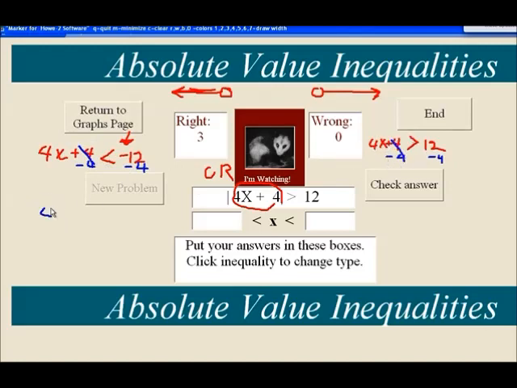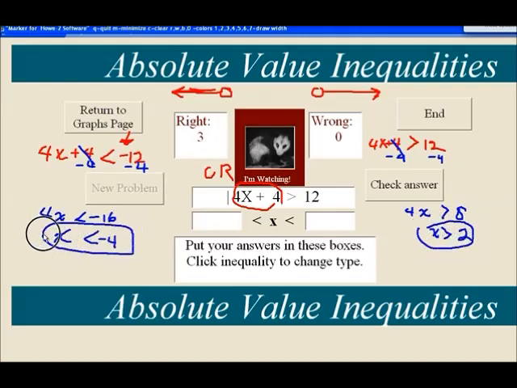We're going to have 4x is less than negative 16, and x is less than negative 4. And this one we're going to have 4x is greater than 8, and x is greater than 2. So I need x is greater than 2, or x is less than negative 4. Two branches. I need negative 4 here and 2 here.